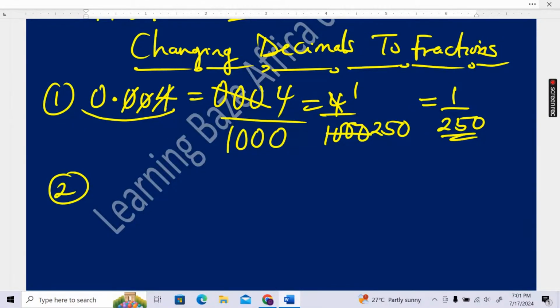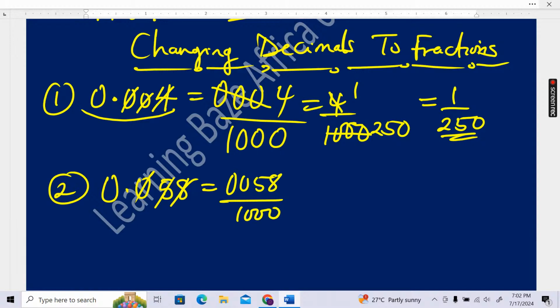Now, this is another example. What is 0.058 in fraction? So what you need to do is to write this number as a whole number. It means write it and ignore the decimal point. So that will be 0058 over, count the number of digits after the decimal point, 1, 2, 3. That's over 1,000, all right? So all the zeros that are before the numbers, just ignore them, take them out.